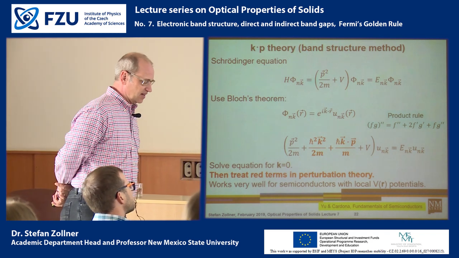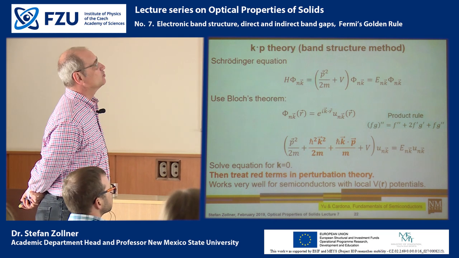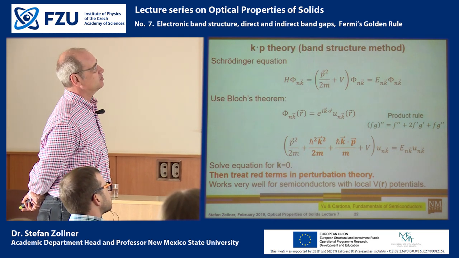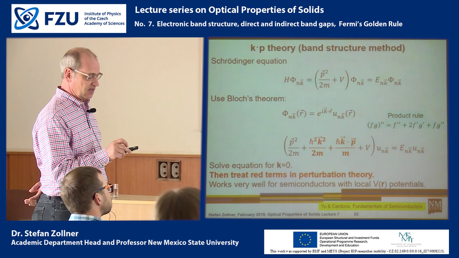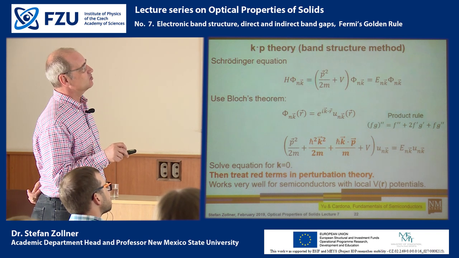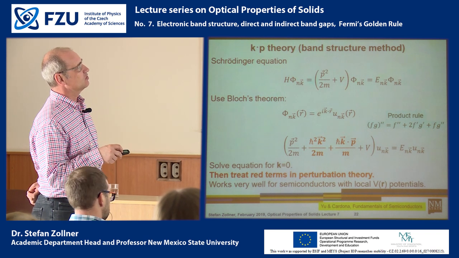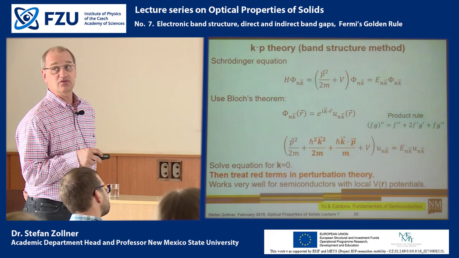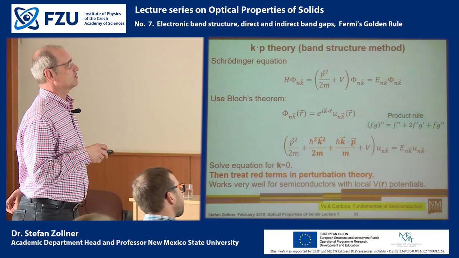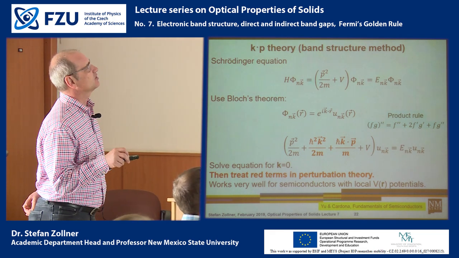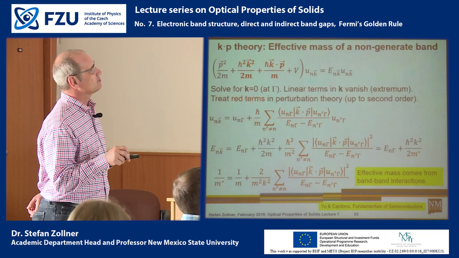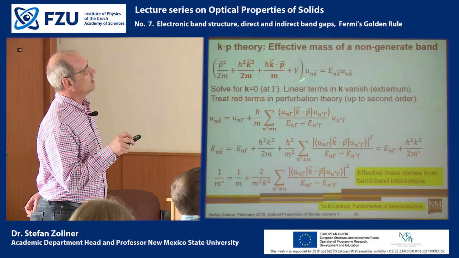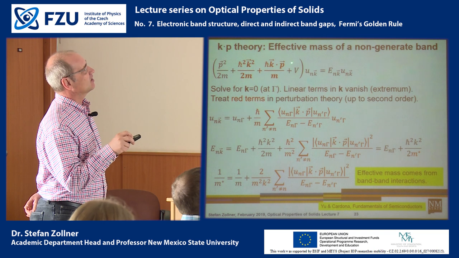It is also possible to do full zone k dot p theory, but I will not get into that. I mostly want to use k dot p theory to describe the band structure very close to the gamma point in the Brillouin zone. So that's the equation that we want to solve.